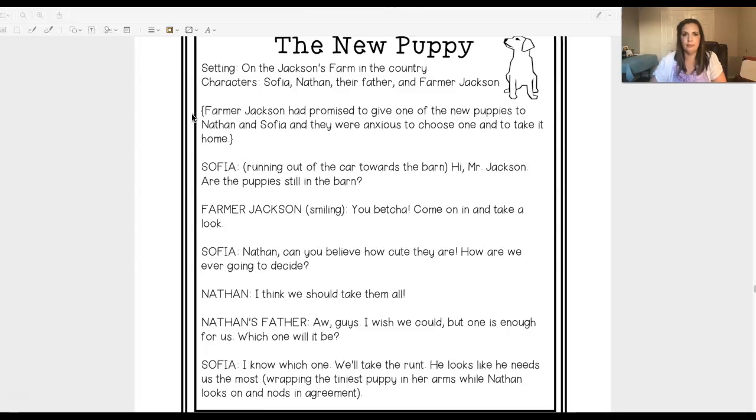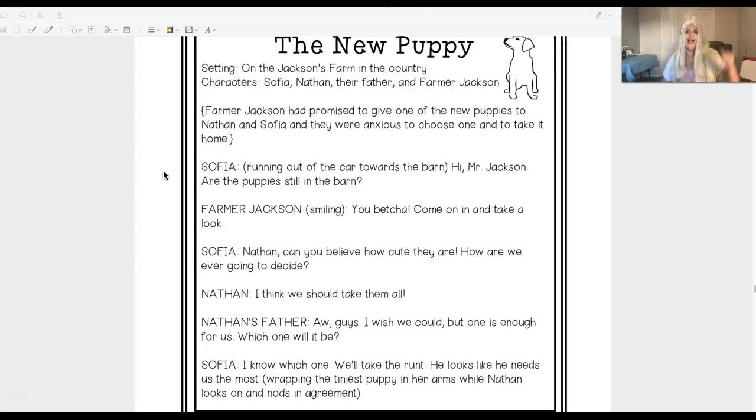Now, when you're reading a drama, you are quietly reading the names in your head, but you're only saying the part that's the dialogue. The part in the parentheses, you're going to be acting out. So this part, running out of the car towards the barn, that's what they would be acting out. So I brought a few props.